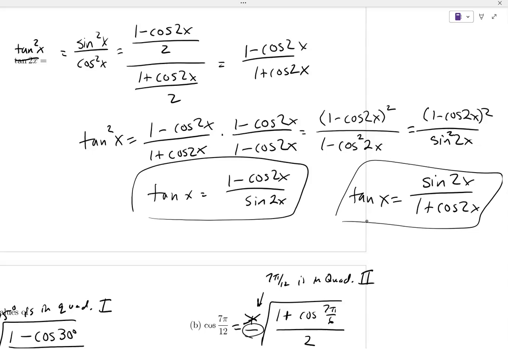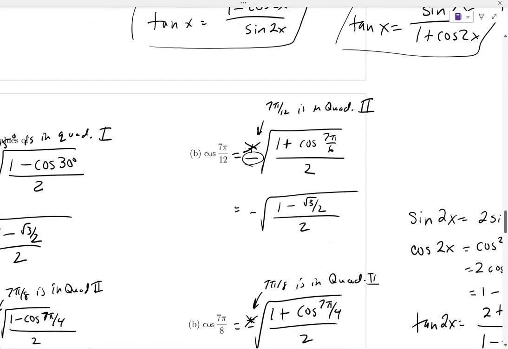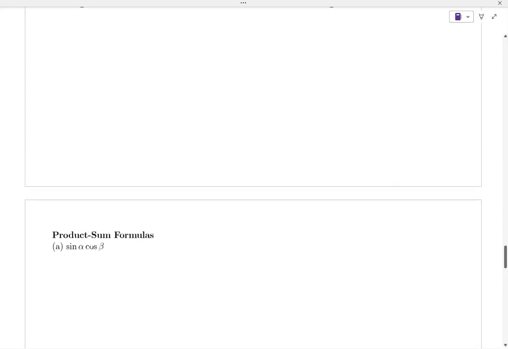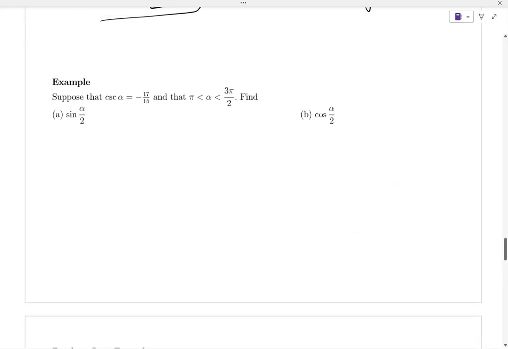So let's see if we can put this to use along with the other ones. Let's scroll down to this next example. And we'll also do tangent of alpha over 2 as well for this one. All right. So this looks like one of the other problems that we've seen before, where we have a trig function of an angle given. It tells us what quadrant that angle's in, and then it asks us to figure out trig functions of that angle, or functions of that particular angle.